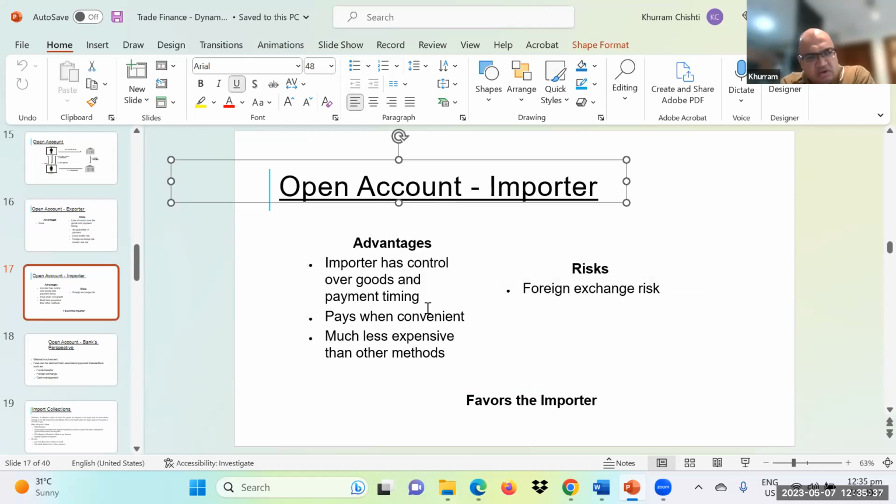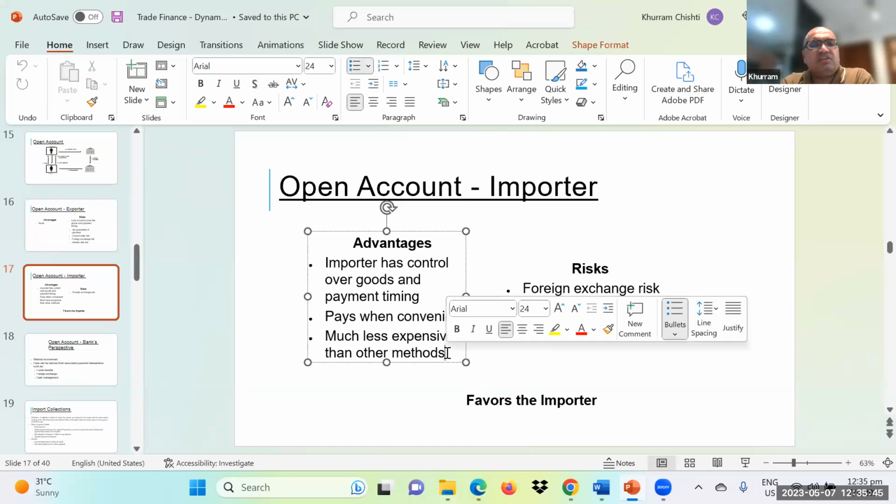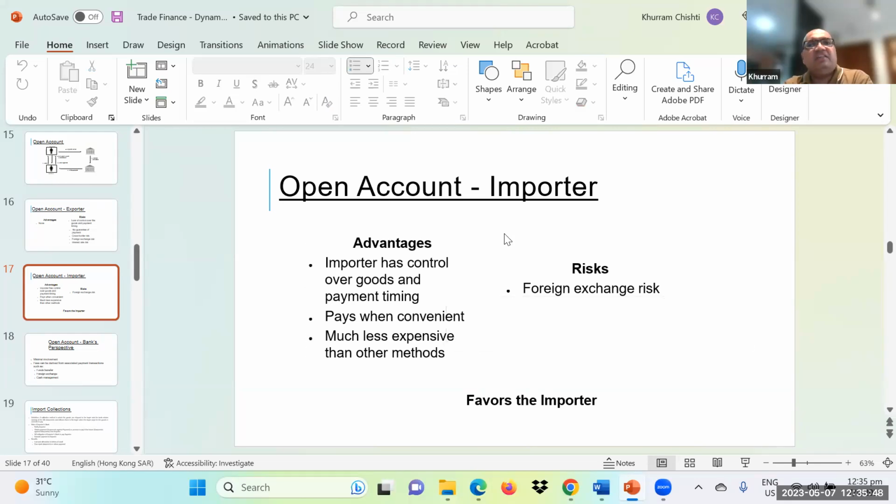So accordingly, they say has no control. Now he has got the goods. Carrefour has got the goods. Almaya has got the rice, and they can control when they want to pay. They are big names. Payment is convenient and much less expensive than other methods because they have already got the goods. There's menial bank involvement, so it's not expensive. They don't have to pay any bank commission, bank charges, bank fees, and the risk is the foreign exchange risk.